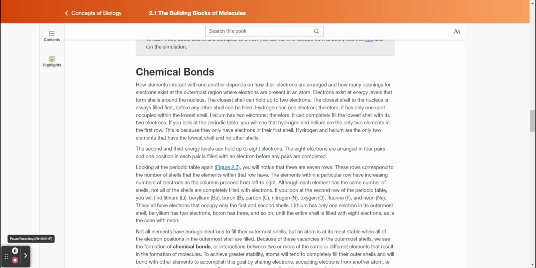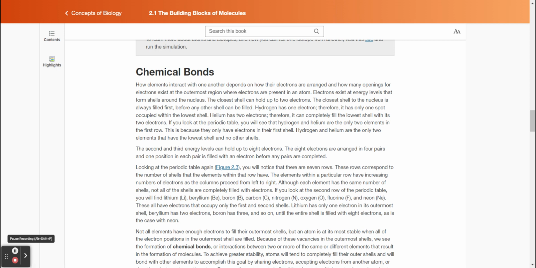Hydrogen has 1 electron. Therefore, it has only one spot occupied within the lowest shell. Helium has 2 electrons. Therefore, it can completely fill the lowest shell with its 2 electrons. If you look at the periodic table, you will see that hydrogen and helium are the only 2 elements in the first row. This is because they only have electrons in their first shell. Hydrogen and helium are the only 2 elements that have the lowest shell and no other shells.